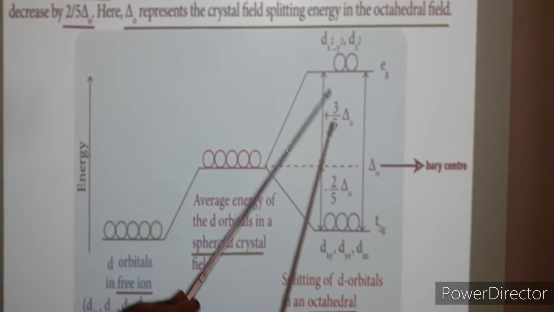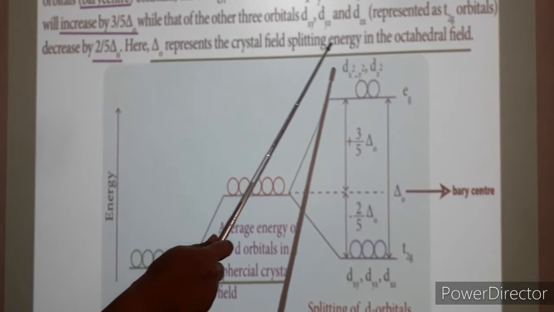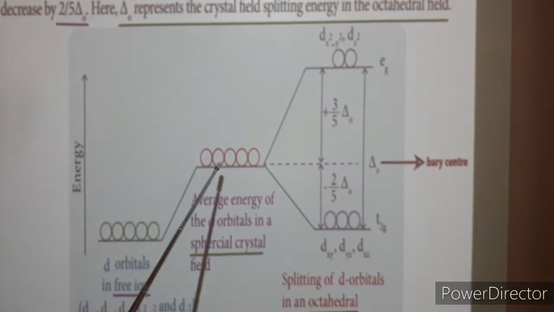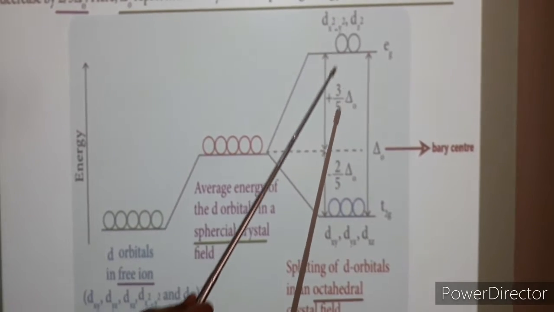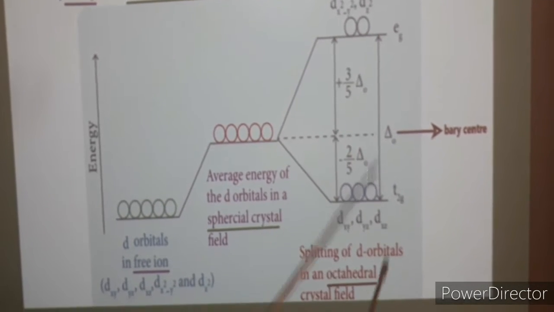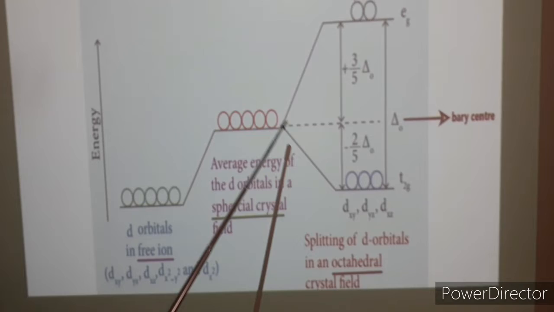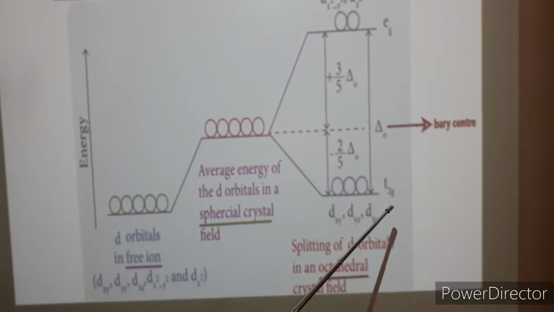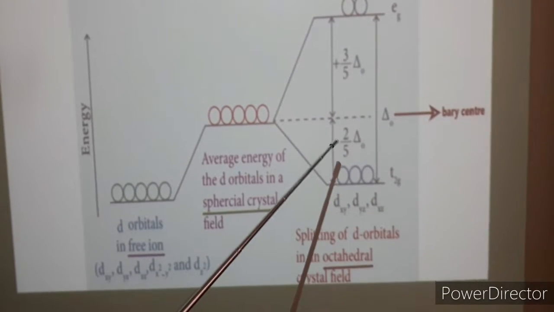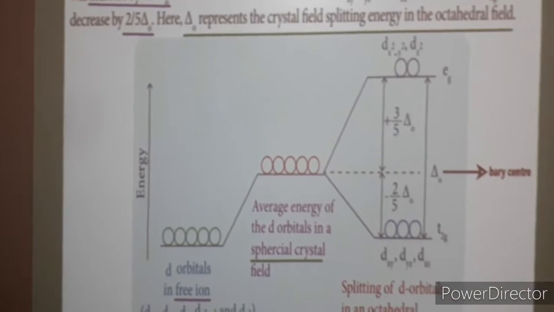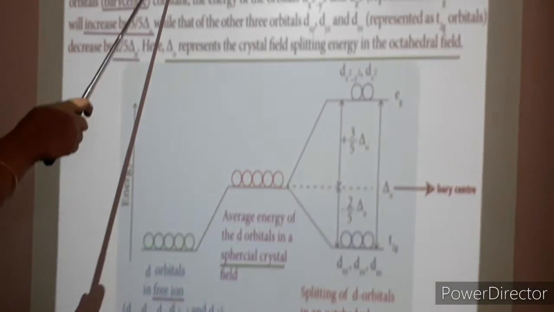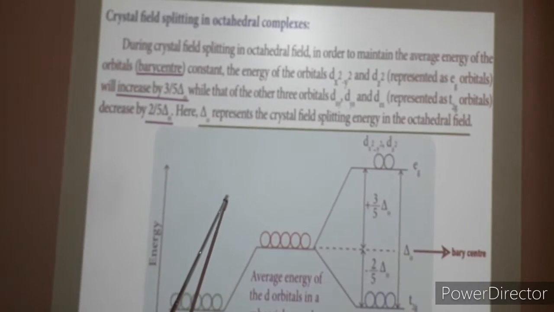What does delta mean? It is the crystal field splitting energy. So to maintain this average energy as a constant one, the Eg level slowly rises by 3/5 delta 0, and the T2g orbitals slowly decrease by minus 2/5 delta 0. So this is the crystal field splitting in octahedral complexes.